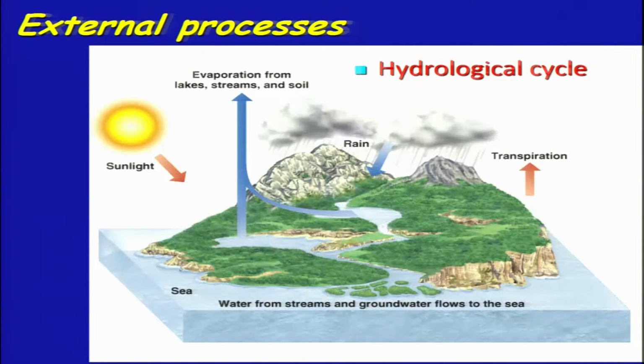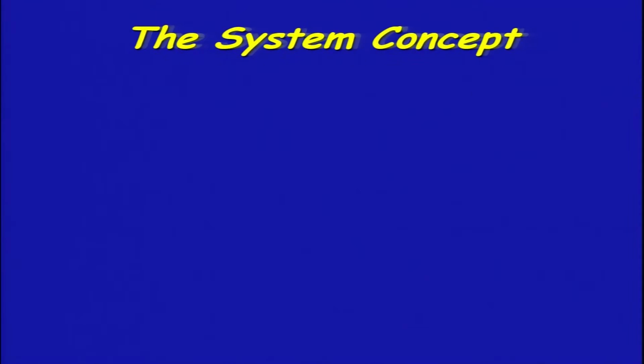We have another set of processes, the external processes, and the best example is the hydrological cycle. We will come back to this again at the end when we are talking about the systems. Now, let us see what the concept behind the system is.